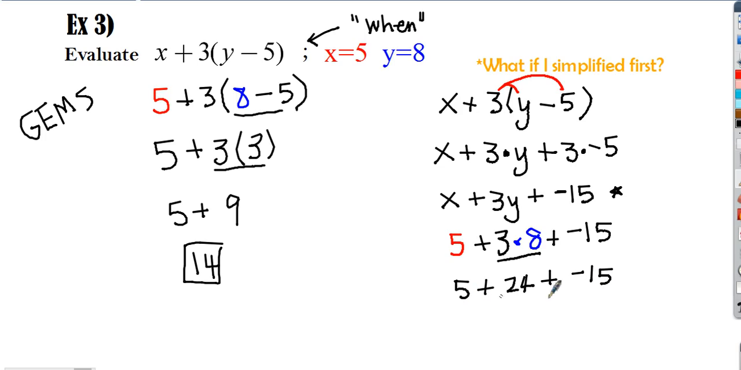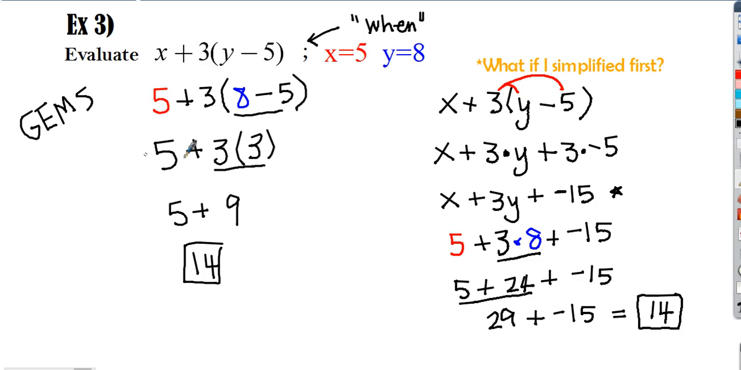Now we're going to go from left to right. 5 plus 24 is 29. In 29 we have plus negative 15, and that's going to equal, see, different signs we subtract, which is 14. Take the sign of the higher number, which is positive. So the answer is positive 14. So again, even if you simplify first, you get the same answer.